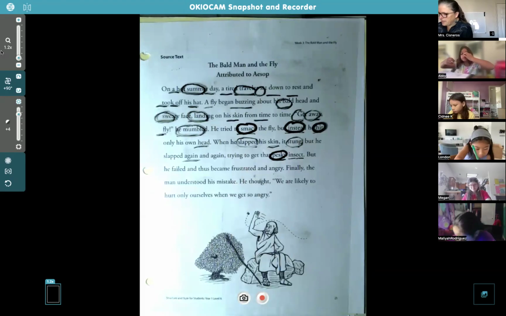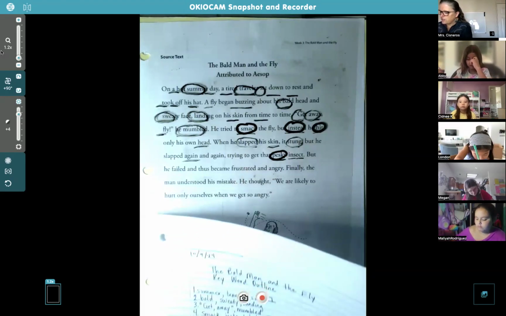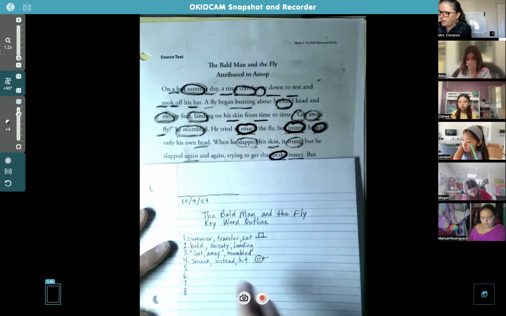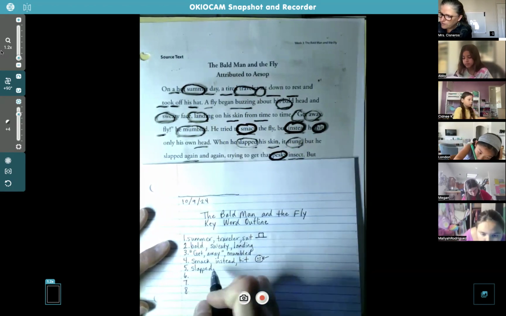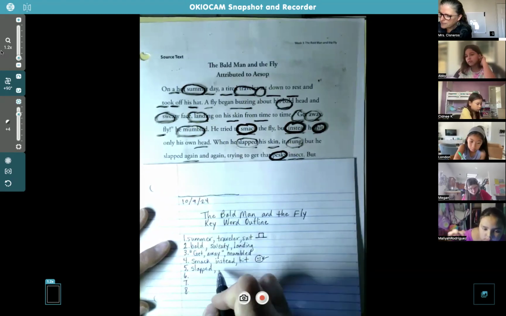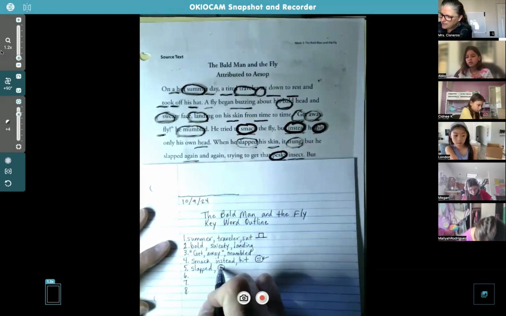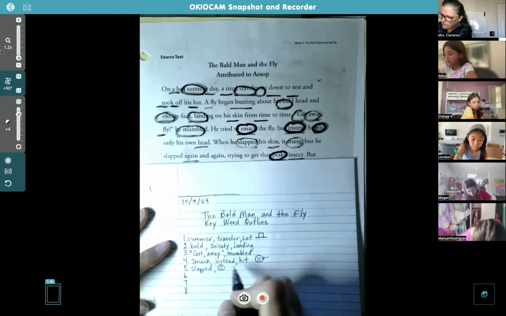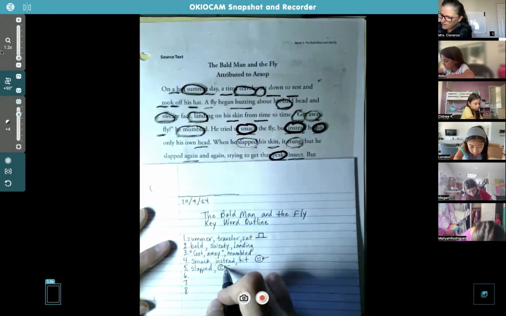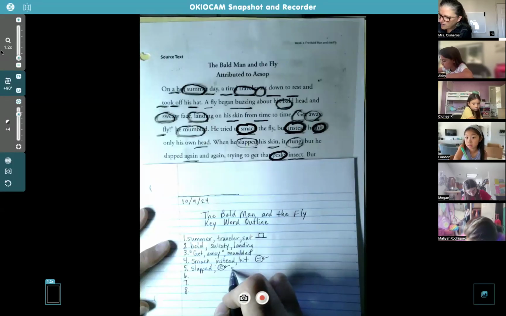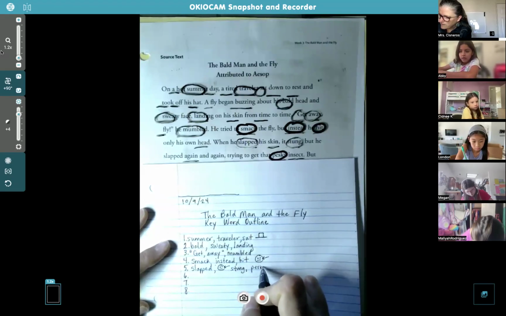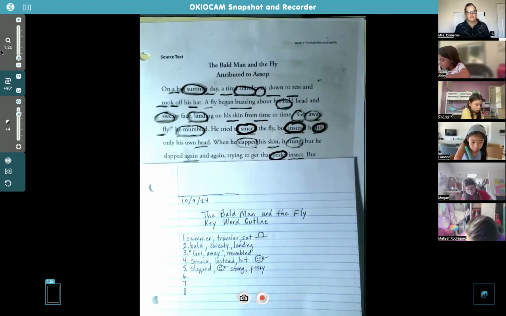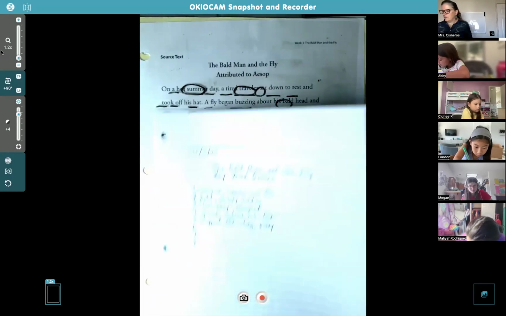And he slapped his skin. So I wonder if we should maybe draw a head again because we want to remember that he slapped. It wasn't that he was just slapping the fly, he was slapping his head. So I'm going to draw a little head again here. Put the arrow again on that. And then stung and pesky. Pesky is talking about the fly.